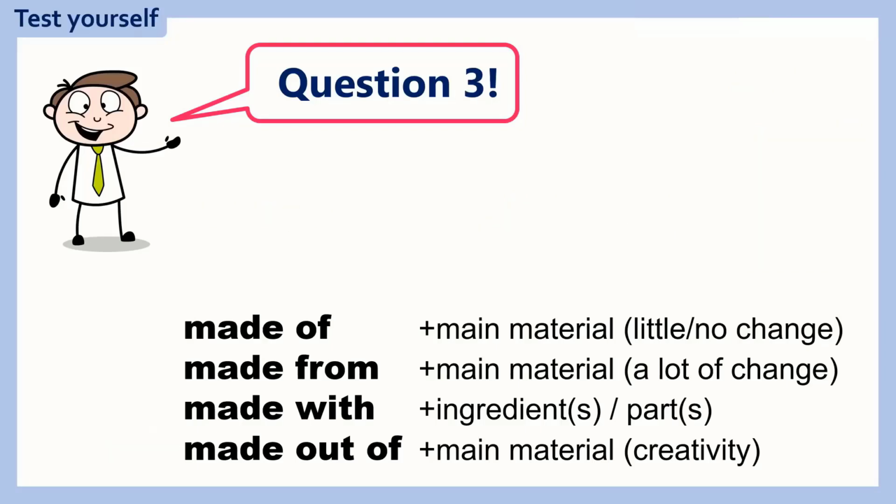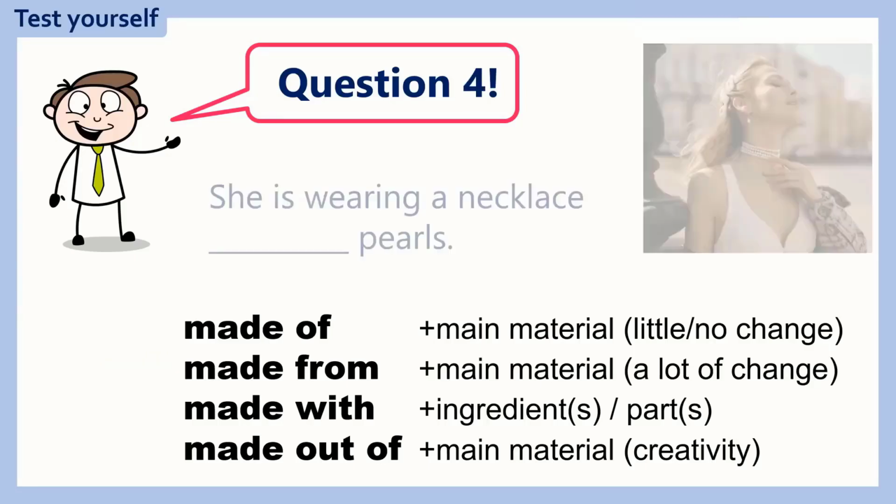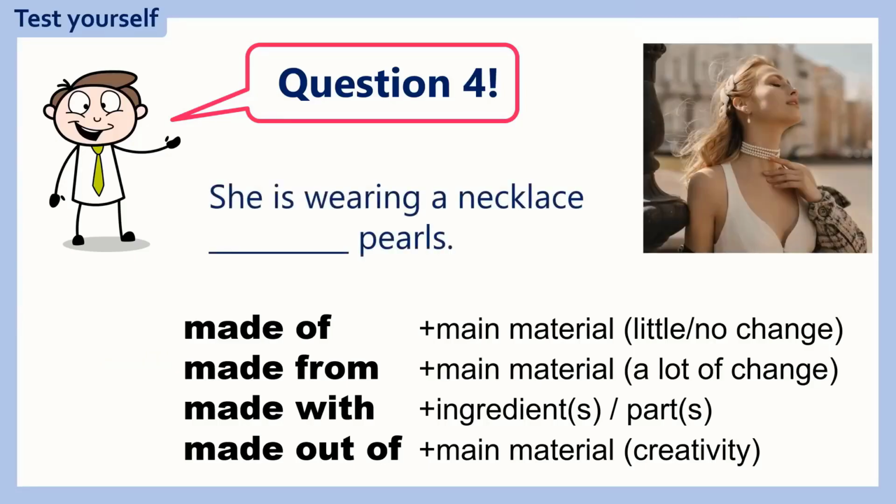Question 3. Cheese is blank milk. 3, 2, 1. And the answer is cheese is made from milk. Of course, you cannot see the milk in the cheese anymore. Question 4. She is wearing a necklace, blank pearls. Ready? And the answer is she is wearing a necklace made of pearls because you can still see the pearls on the necklace. There is no change.